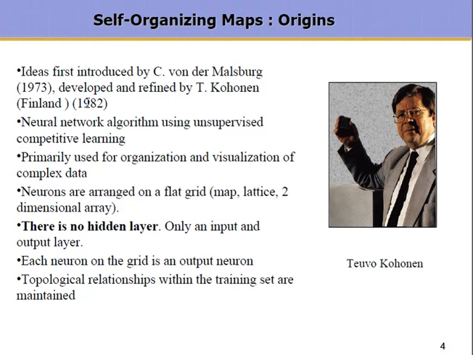The initial usage of self-organizing maps was to visualize the patterns present in the data set. Because if we have a complex data set, then its visualization can help us to understand it or get abstract level knowledge of its attributes. Neurons are arranged on a flat grid map. So in self-organizing maps, we basically arrange the neurons in a flat grid, a map or a lattice, or you can also say a two-dimensional array. In simple words, we have a matrix and we arrange our neurons on that matrix.